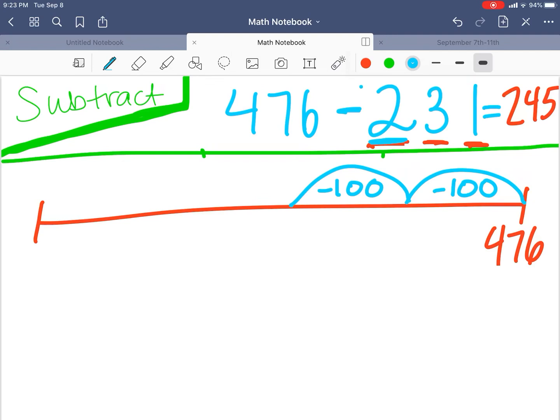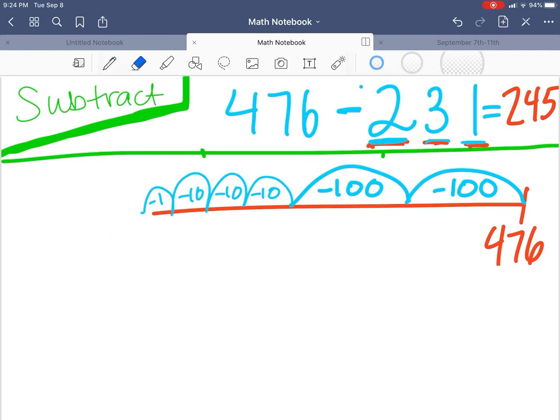All right, and then how many tens are we going back? 3 tens. Minus 10, minus 10, minus 10. There is your minus 30. And then how many ones? Just 1. Just minus 1. All right, and I'm going to take away the rest of this number line because we don't need it. We're just going until here.